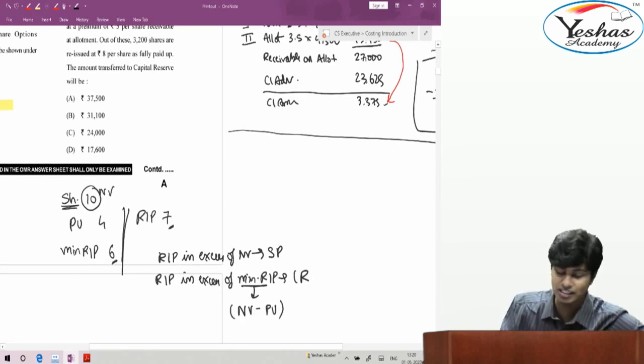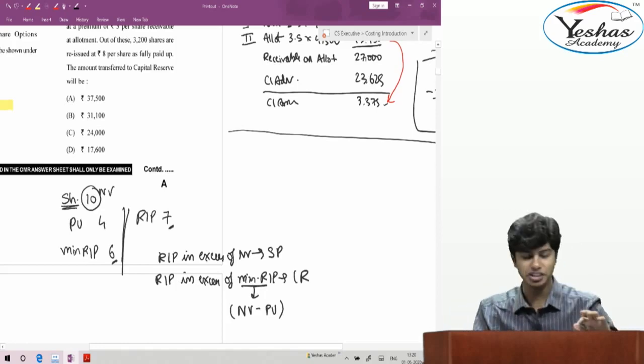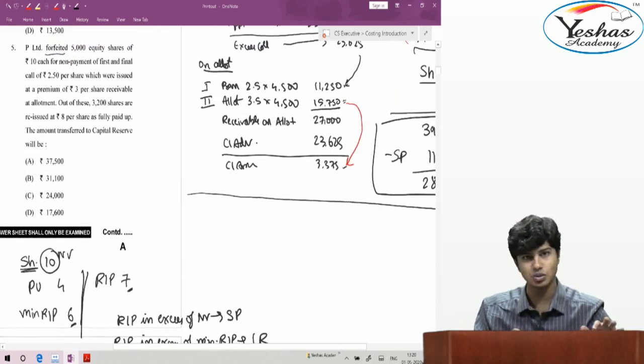So this is the concept that we had discussed previously. I just brushed it up for you here. You can go back to our class notes to understand it a little.